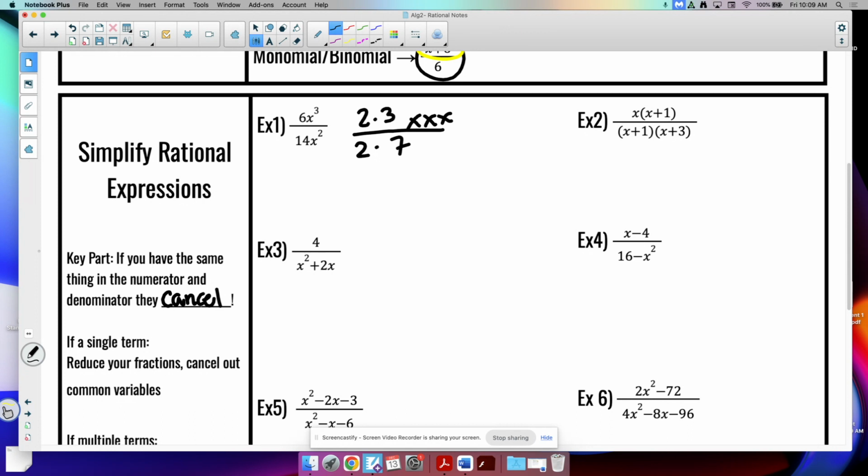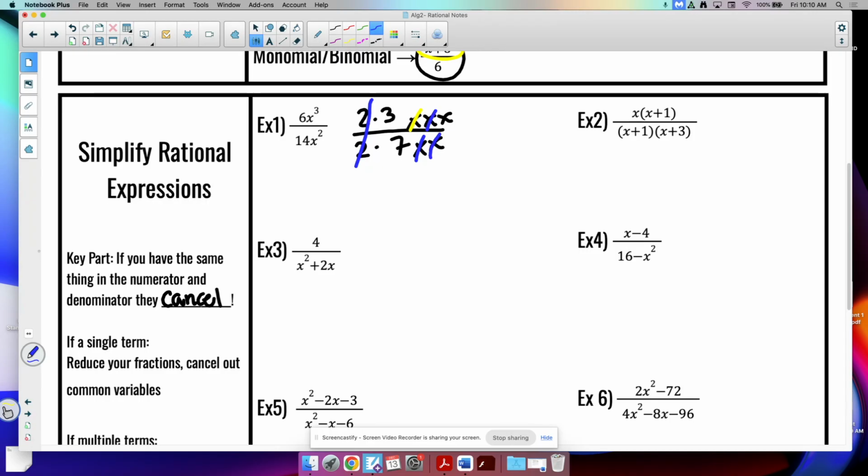X squared on the bottom means how many x's are on the bottom? 2. So once you have it written into all of the little pieces, if it's the same thing on top and bottom, they cancel. So the 2's are going to cancel. 1x can cancel with 1x. One x can cancel with one x.